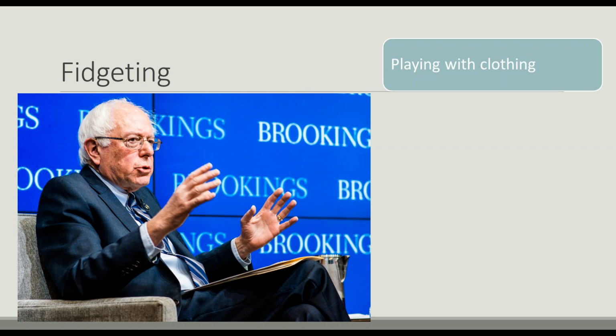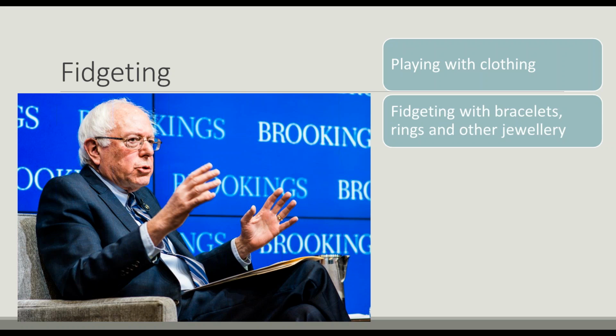Clothing can be pulling down your cufflinks, your sleeves, tugging on your blouse, pulling on your coat. Just that playing with your clothes. That's a common fidget. Just preening, getting everything right as you're on stage. I know you've got to get everything right before you go on stage, but don't preen and play with your clothing on stage.